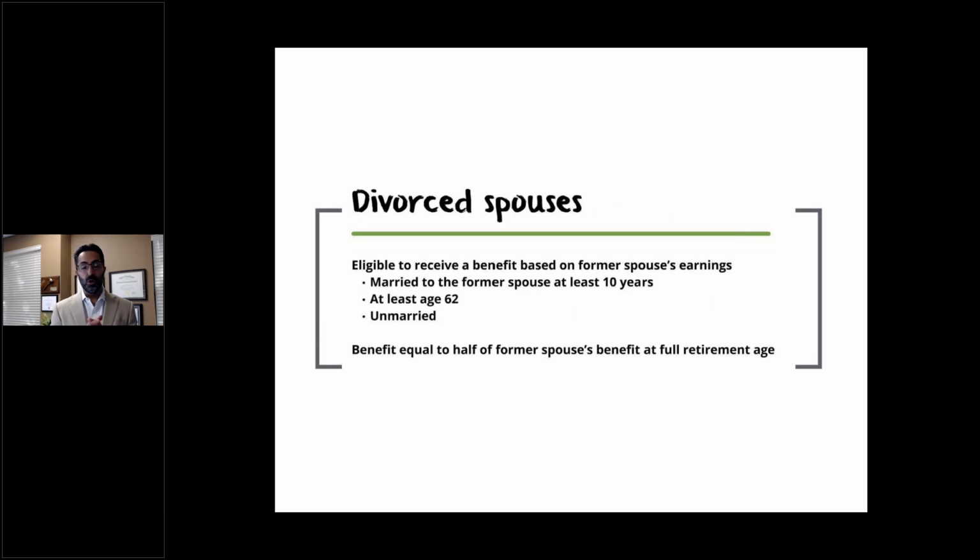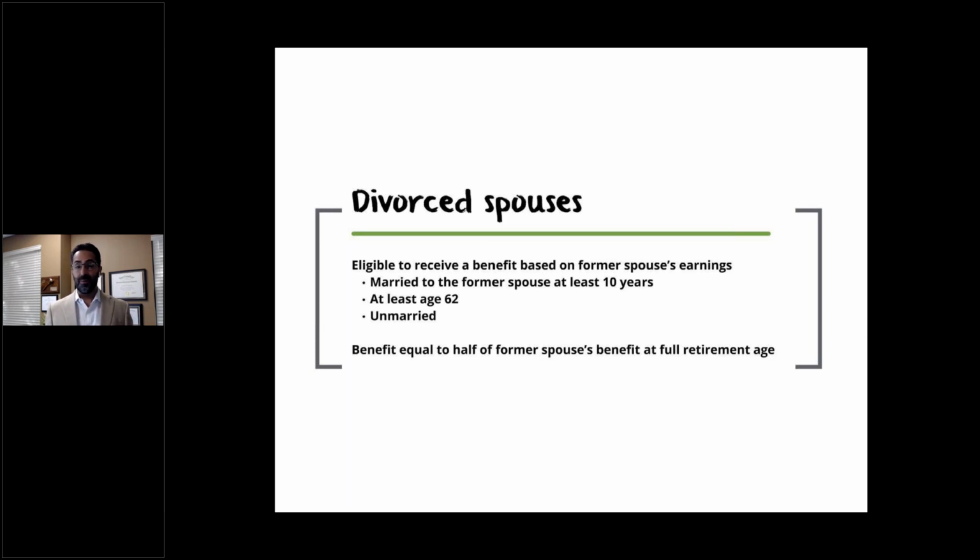Divorced spouses. A person who divorces after at least 10 years of marriage can retain Social Security benefits based on their former spouse's earnings history. We come across clients many times that are divorced, as long as they're not remarried, so they have to stay unmarried. But many times we come across divorcees that did not know about this benefit.